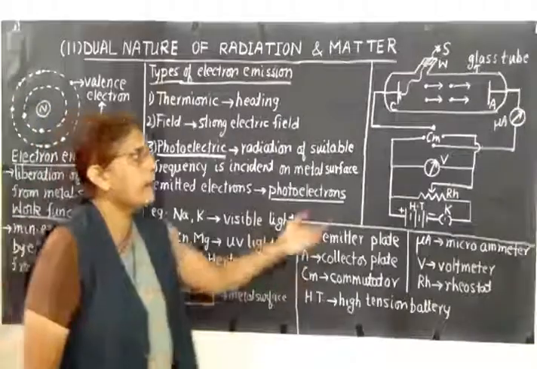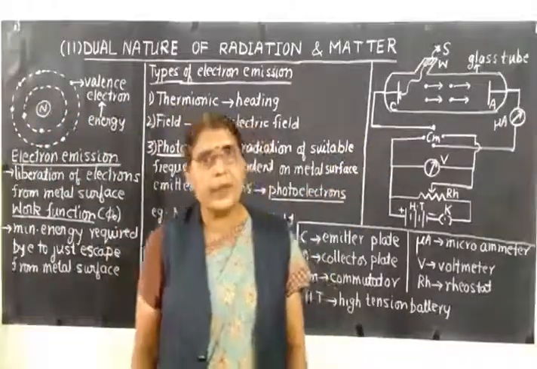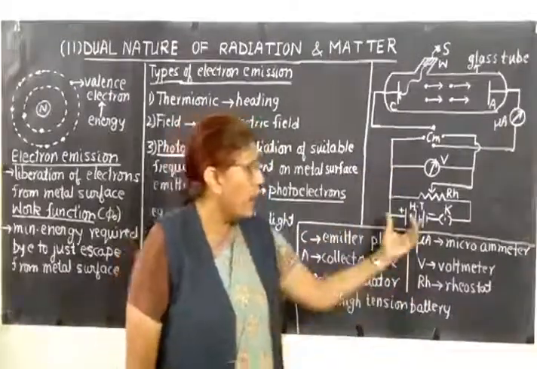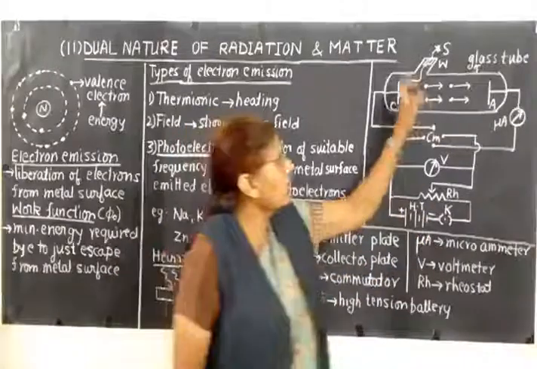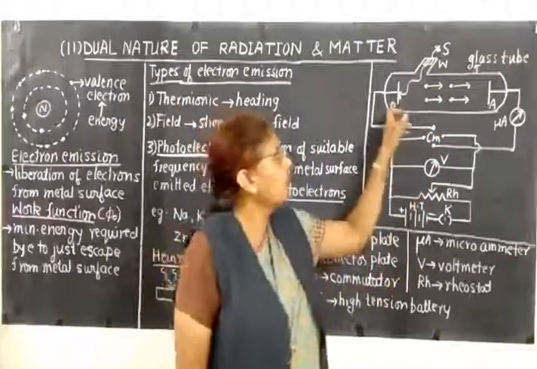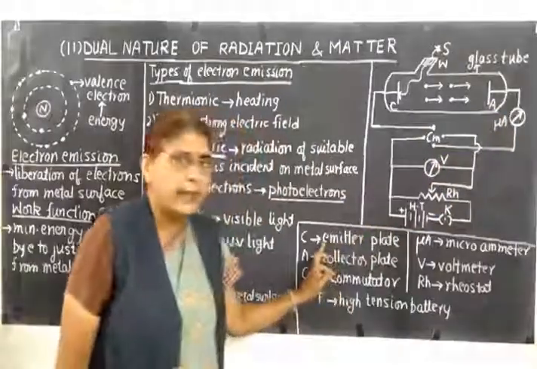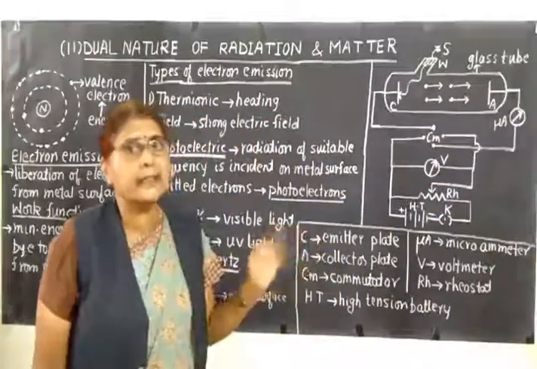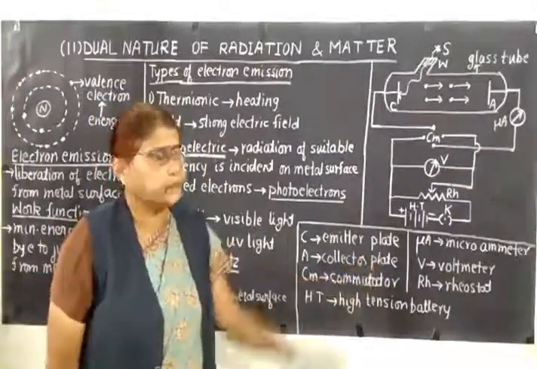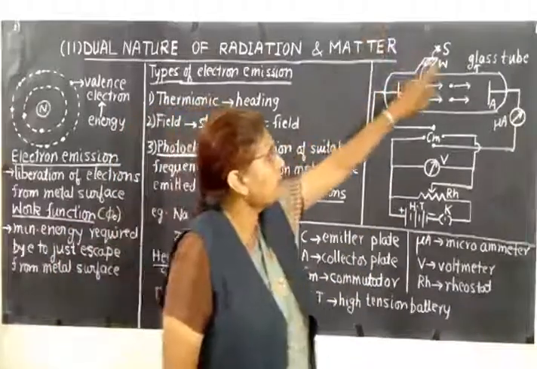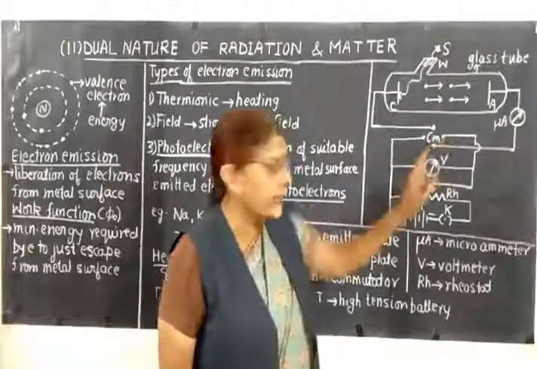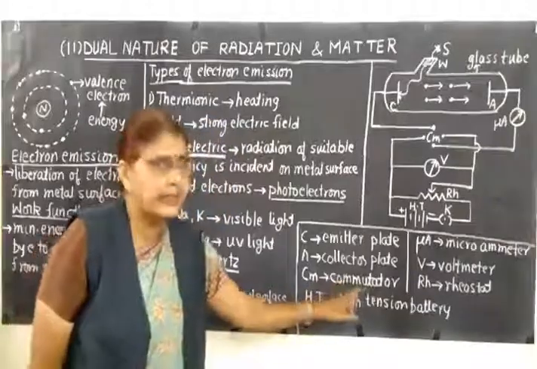Now let us study a simple experiment to demonstrate the phenomenon of the photoelectric effect. This is the arrangement for that. We use a high tension battery, HT. This is an evacuated glass tube, inside which there are two metal plates, C and A. C is the emitter plate, which is photosensitive, meaning it is sensitive to radiation, and A is the collector plate. Here we are using a commutator, a four-way key. It is denoted by the letters Cm.